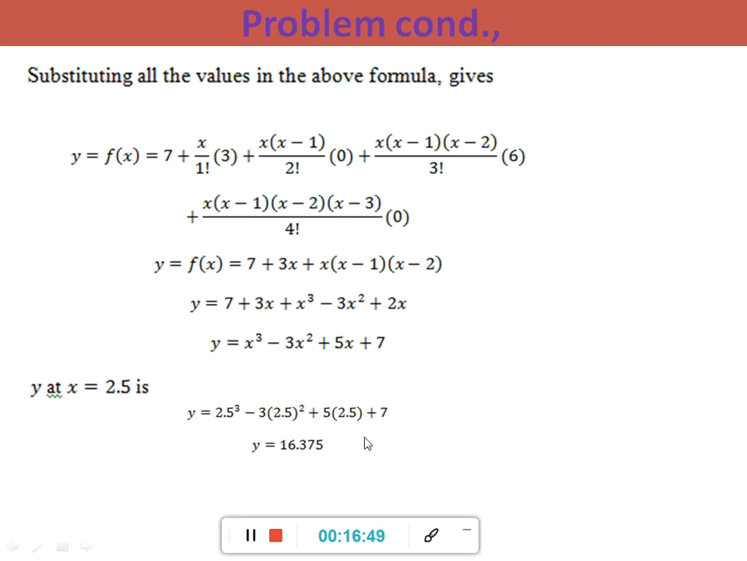So in this problem, there are two questions. First one is to find the polynomial. So here is the polynomial, x cube minus 3x square plus 5x plus 7. Then interpolate for x equal to 2.5. So here x value is interpolated. Its corresponding y value is 16.375.